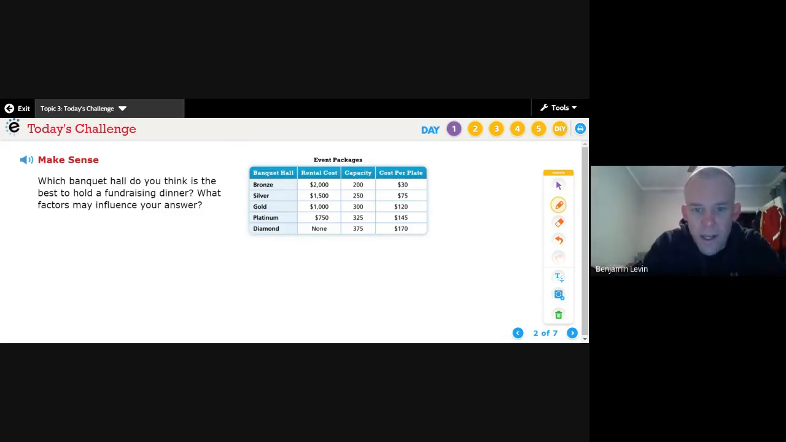So if we're going to write an equation for this Diamond Banquet Hall, we could start out by, let's say D, the price of Diamond equals, there's no rental fee, so 0 plus it costs $170 per person, and they hold 375. So if we want to find the total amount, let's say they sell it out. Let's say they invite 375 people. They fill the whole banquet hall, and they're going to charge $170 per person for food.